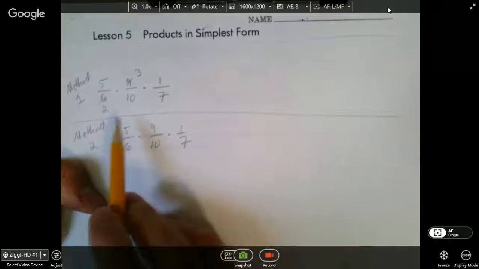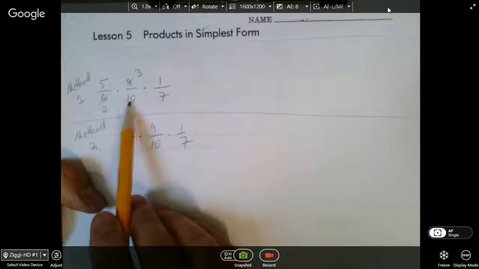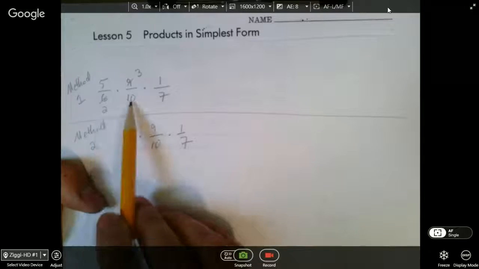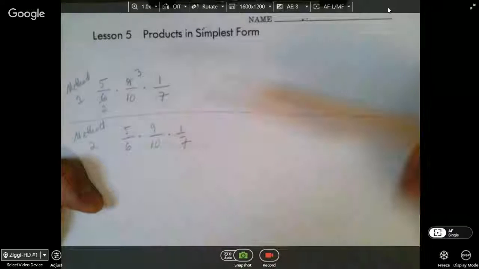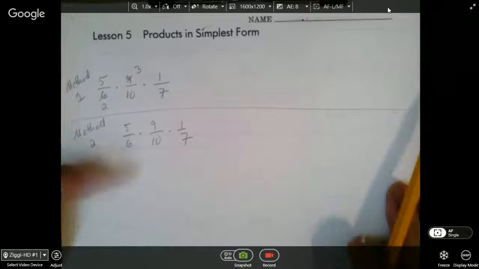Now, you notice this 2 and 10, these are both denominators. Since they're both denominators, you can't simplify these. You can't find the greatest common factor and divide. You can only simplify things that are related to each other in a way where one is at the top and one's at the bottom.